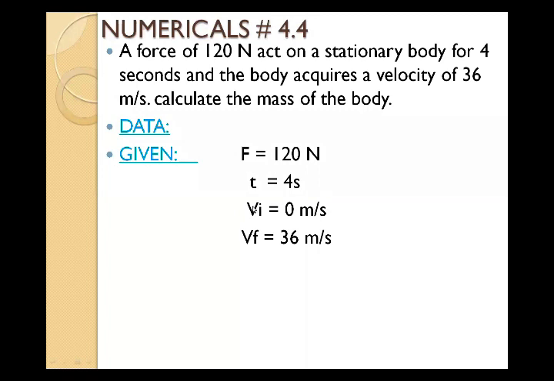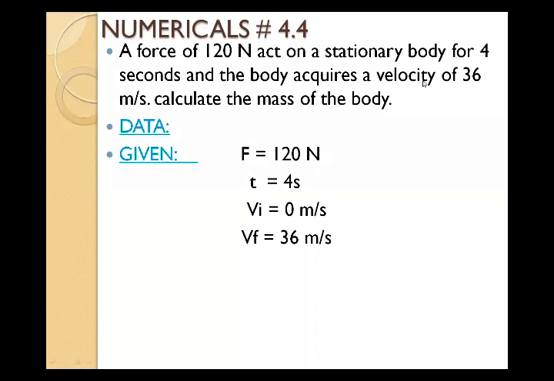Remember student that it is not directly given in the numerical. What we have in the numerical is that a force of 120 Newton acts on a stationary body. It means that initially the body is at rest, and it gives us that the initial velocity of the body is 0 meter per second. Now, the time for which the force acts on that body is 4 seconds. So the time will become 4 seconds.